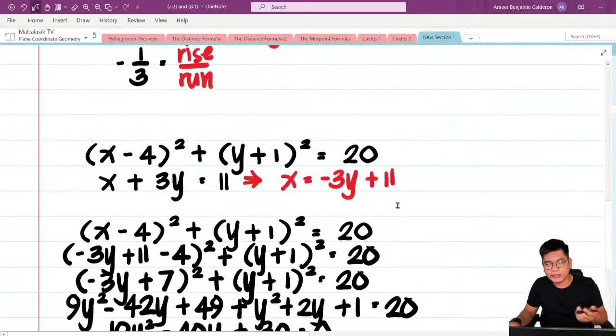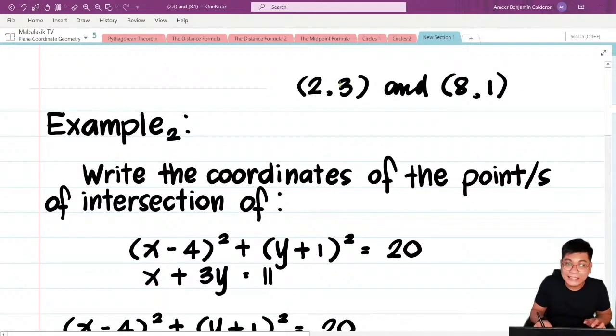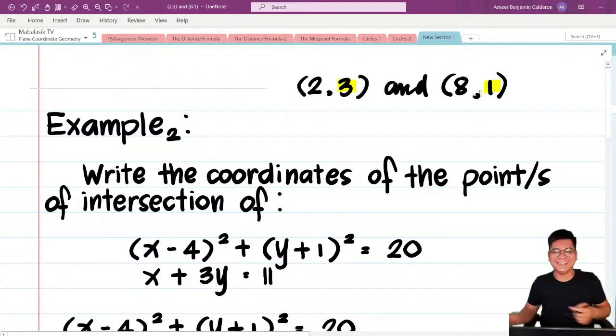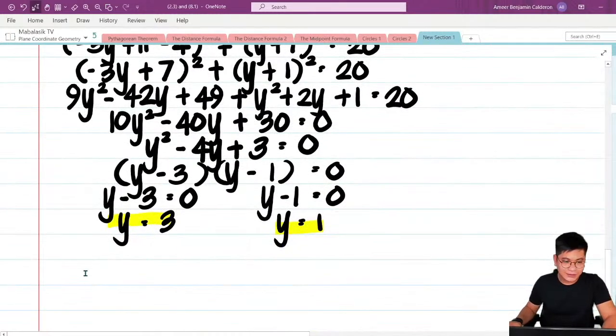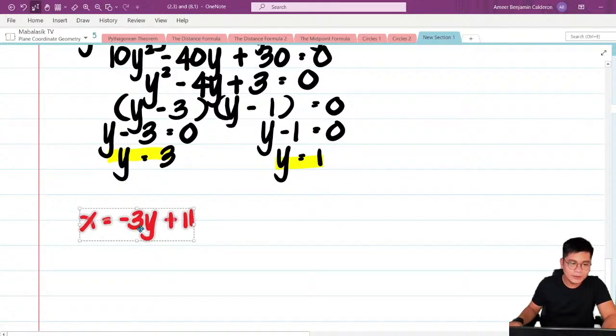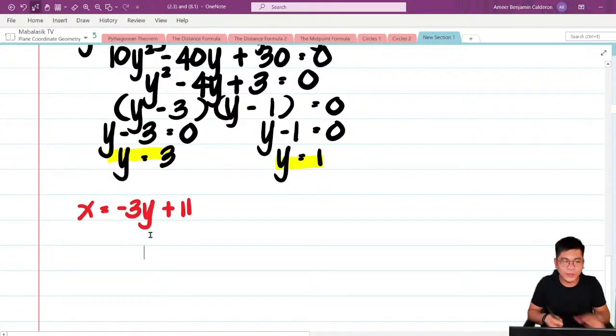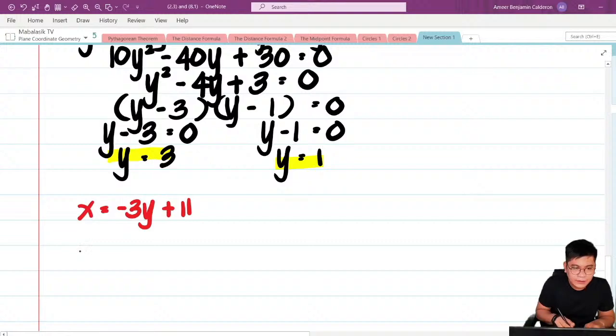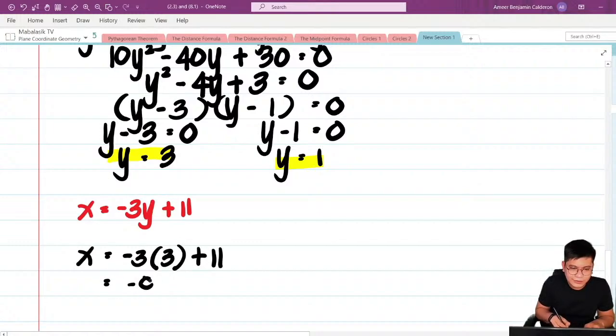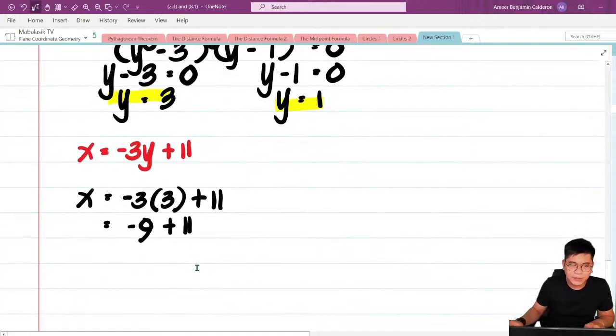Are our y coordinates 3 and 1? Okay, 3 tsaka 1. Let us now solve for the x coordinates. Ito na lang yung kukunin ko kasi naka-x equals form na siya, di ba? And then, just plug in the values of y. So, unahin ko na yung positive 3. We have x is equal to negative 3 times 3 plus 11. So, this is negative 9 plus 11. X is equal to positive 2.